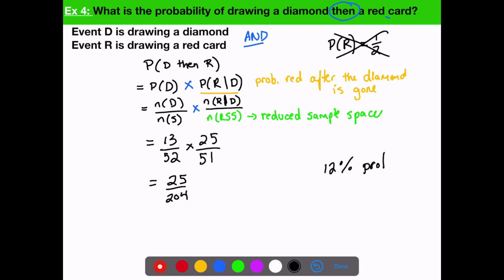Probability of drawing a diamond, then a red card, or drawing a red card after getting a diamond.